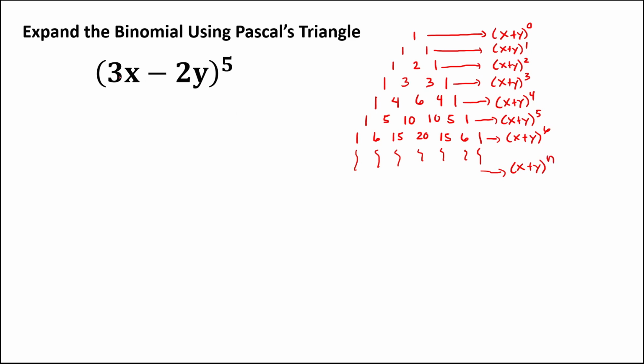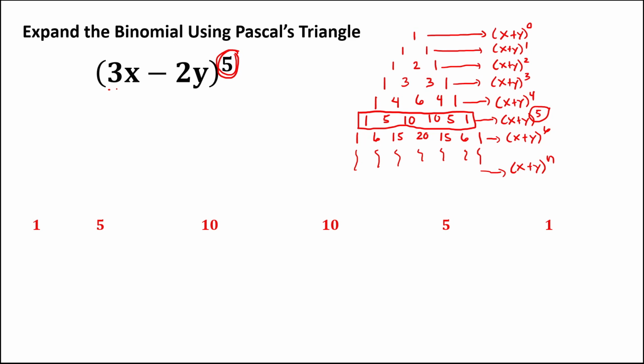So for this given, the quantity of 3x minus 2y to the power 5. Since the exponent is 5, therefore these are the numerical coefficients. So we have 1, 5, 10, 10, 5, 1. So this is the numerical coefficients if the exponent is 5.